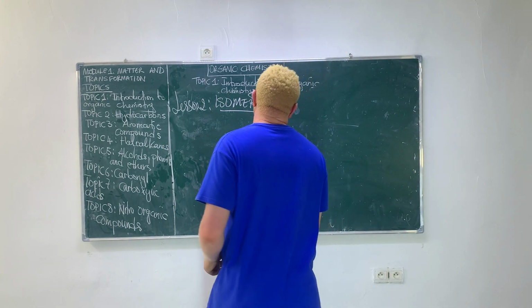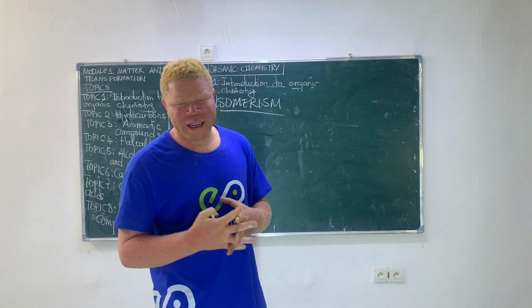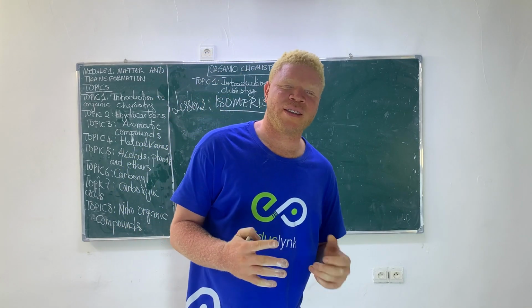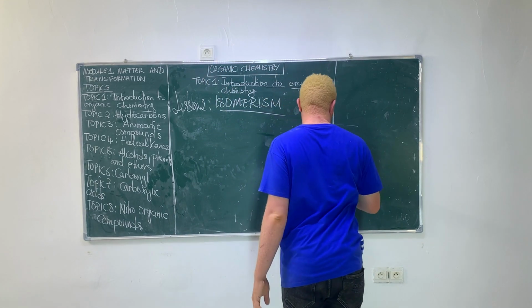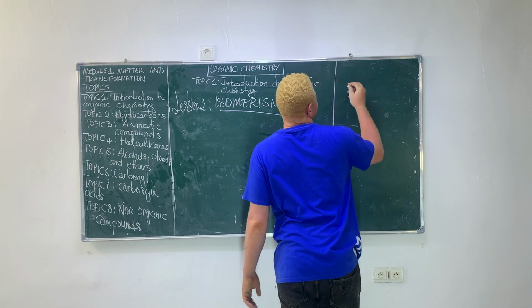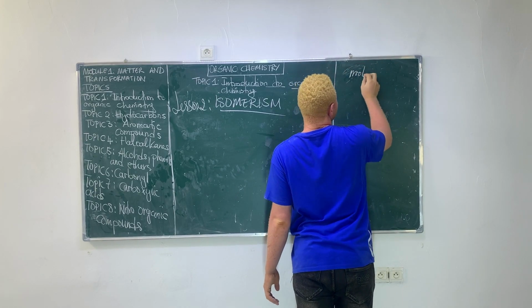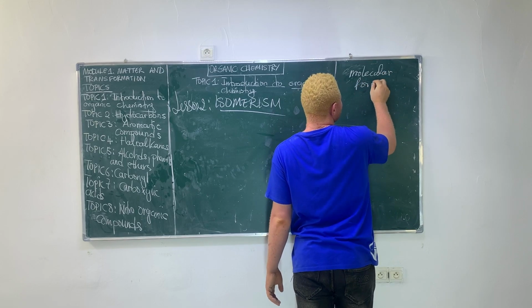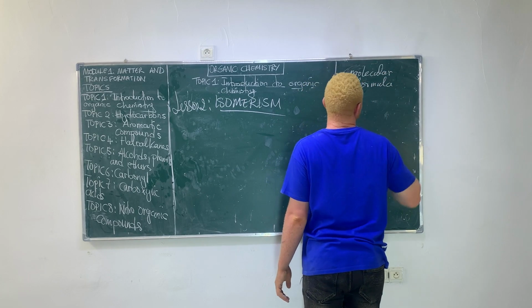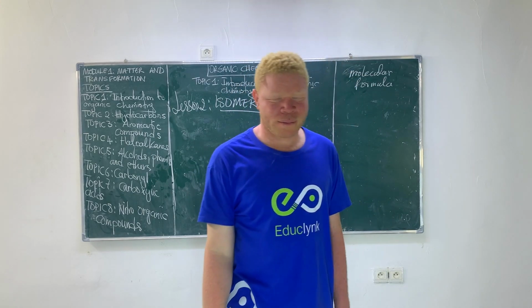So, isomerism, this is the existence of two or more organic compounds having the same molecular formula, but different spatial arrangement in space.